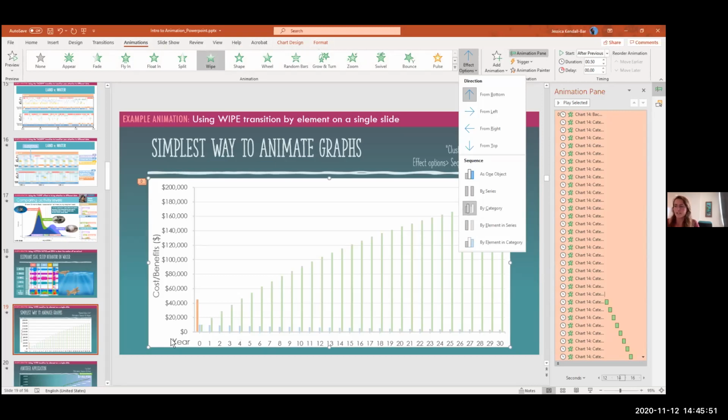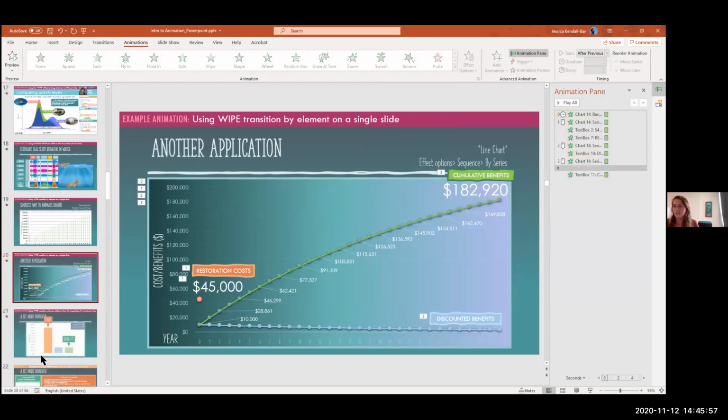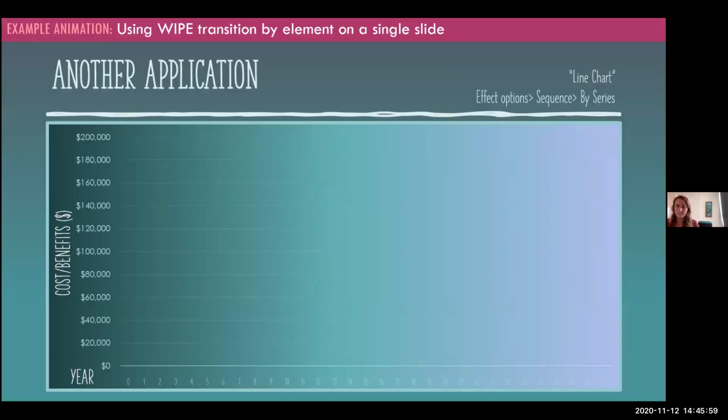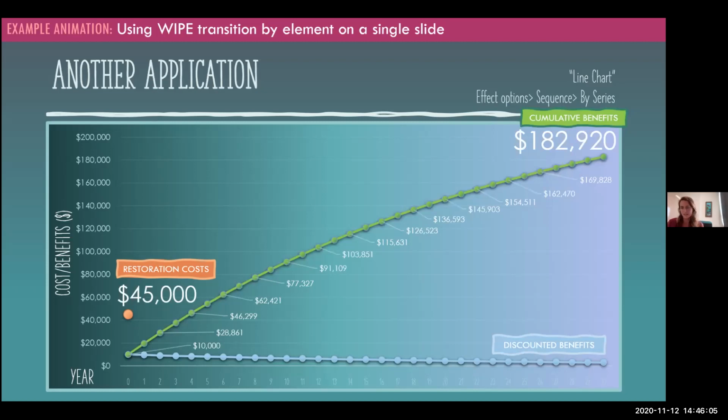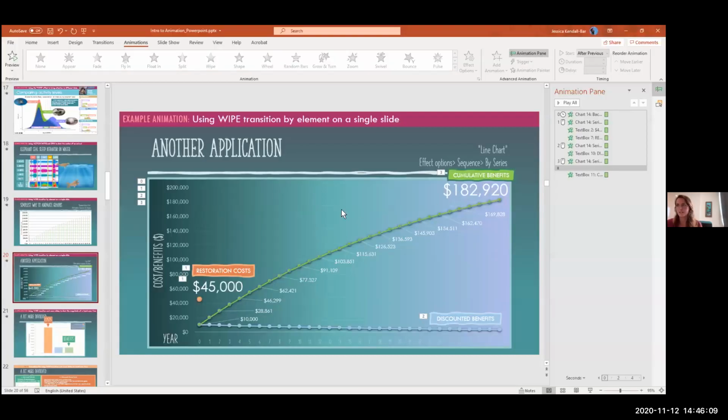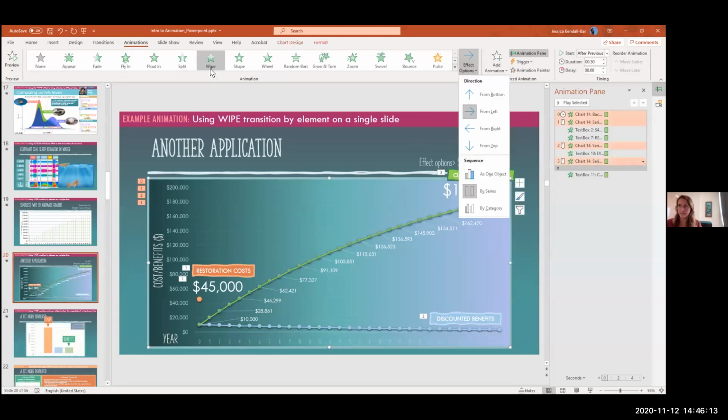So basically that's showing me the cost benefits for each year across 30 years. And this is using a different type of graph. This is a line graph, and it shows the same data, but slightly different. And again, that's just like the built-in animations in PowerPoint, where I just selected wipe. And then instead of doing it by category, I did it by series this time.